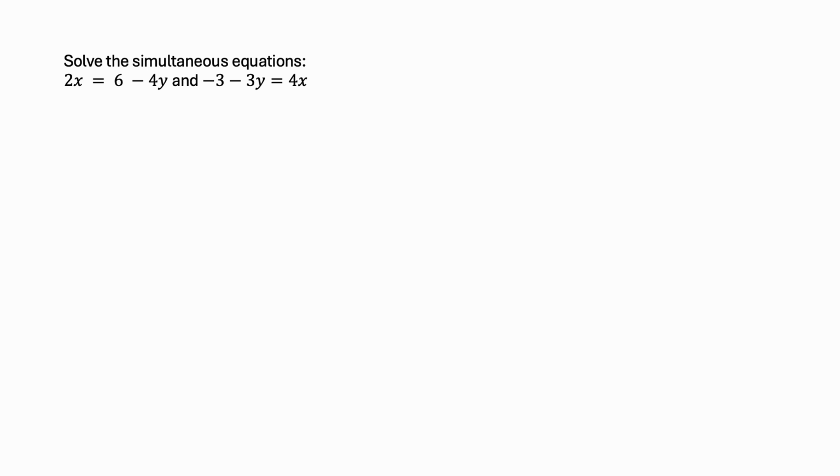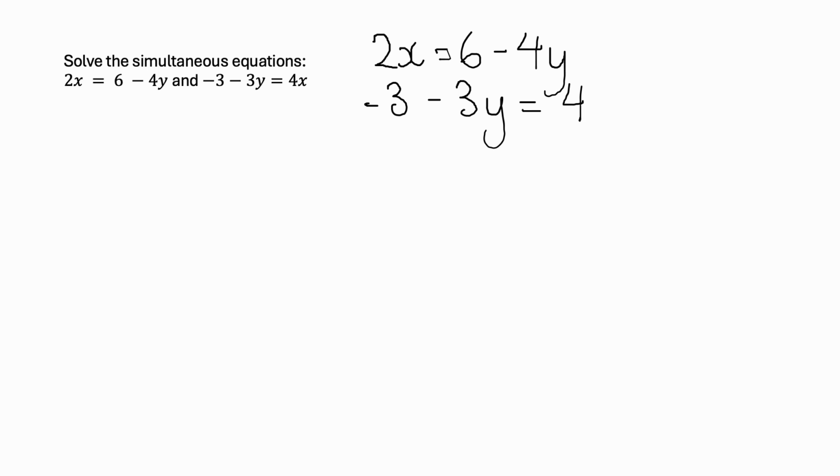So let's look at this one. We have to solve the simultaneous equation for 2x is equal to 6 minus 4y and minus 3 minus 3y is equal to 4x. So in order to do this, let's write it up here first. Our first one is 2x is equal to 6 minus 4y, and our next one is minus 3 minus 3y is equal to 4x.